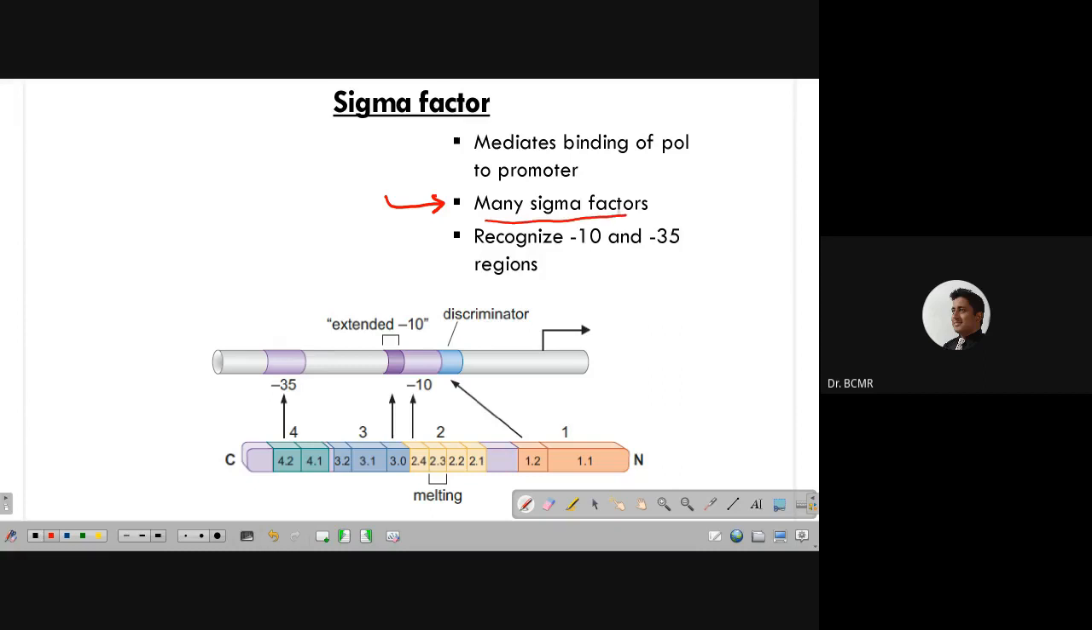I think in gene regulation, when it comes, we will discuss what is meant by this. There are many different types of sigma factors. We will get to that after we finish the transcription, hopefully in the regulation chapter. Right now, what we want to read is how transcription happens. Then we will go to the later part.